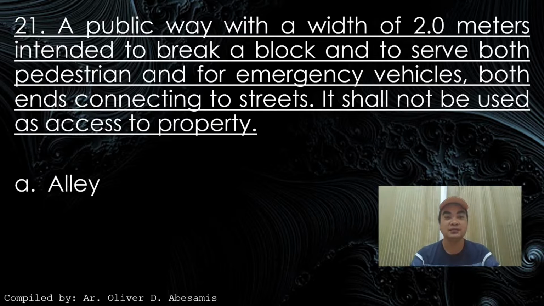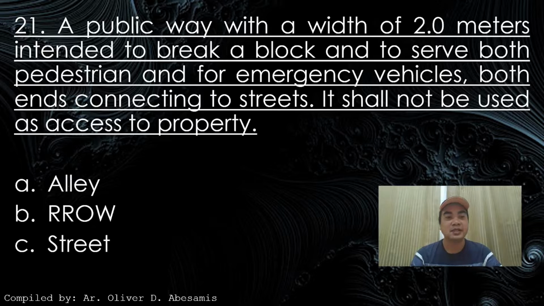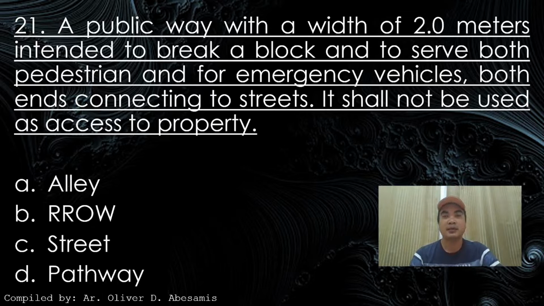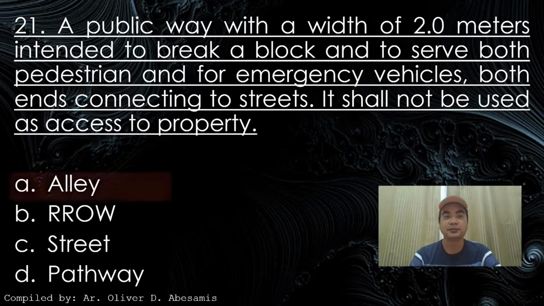A. Alley. B. Road right of way. C. Street. D. Pathway. Answer: A. Alley.